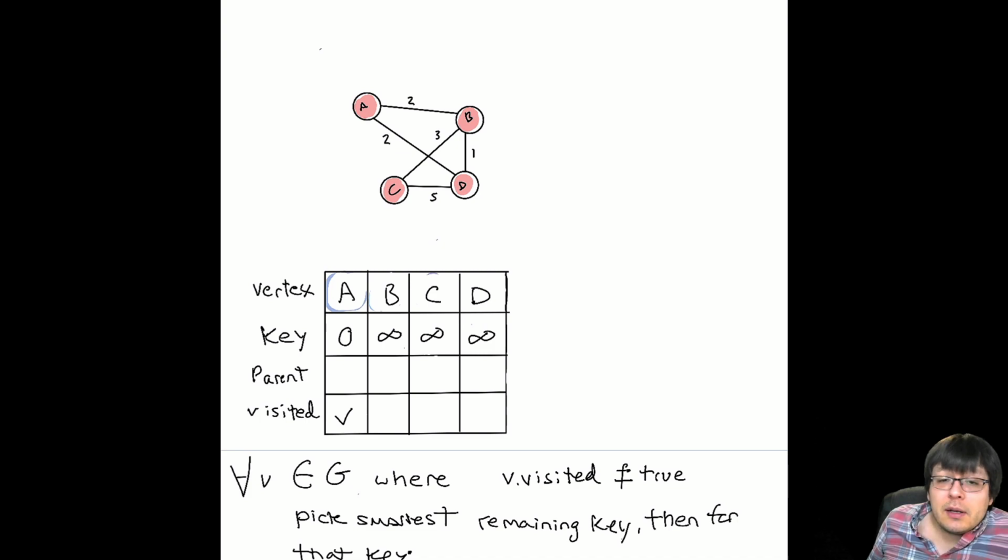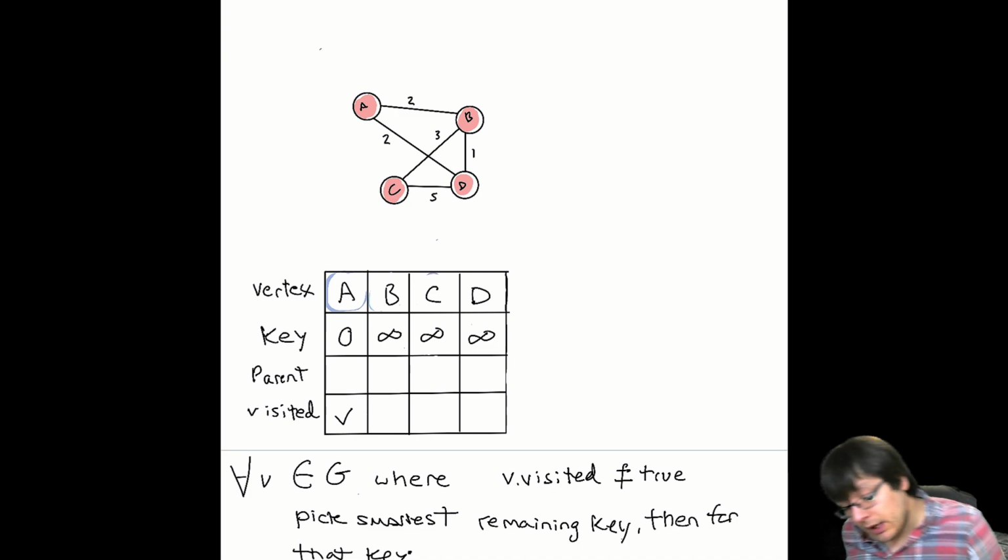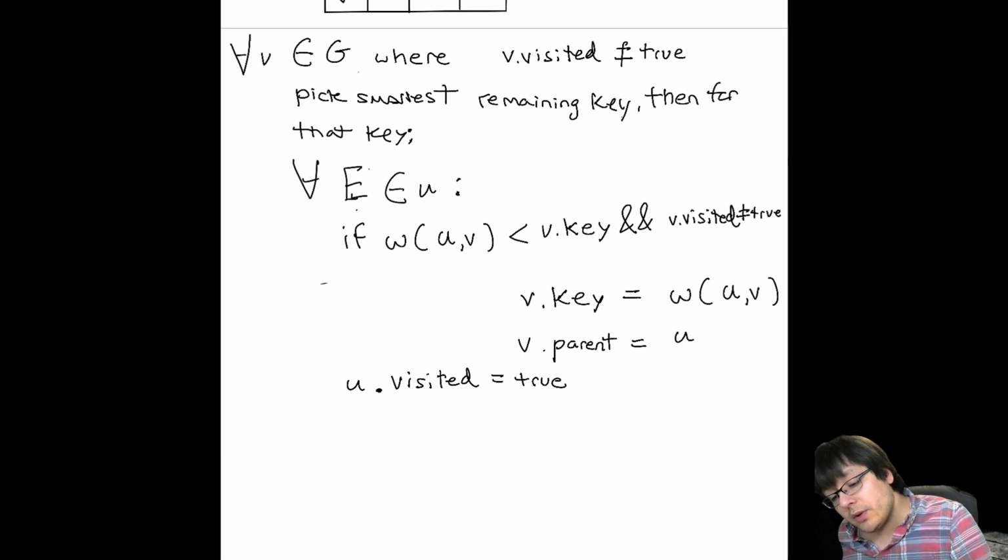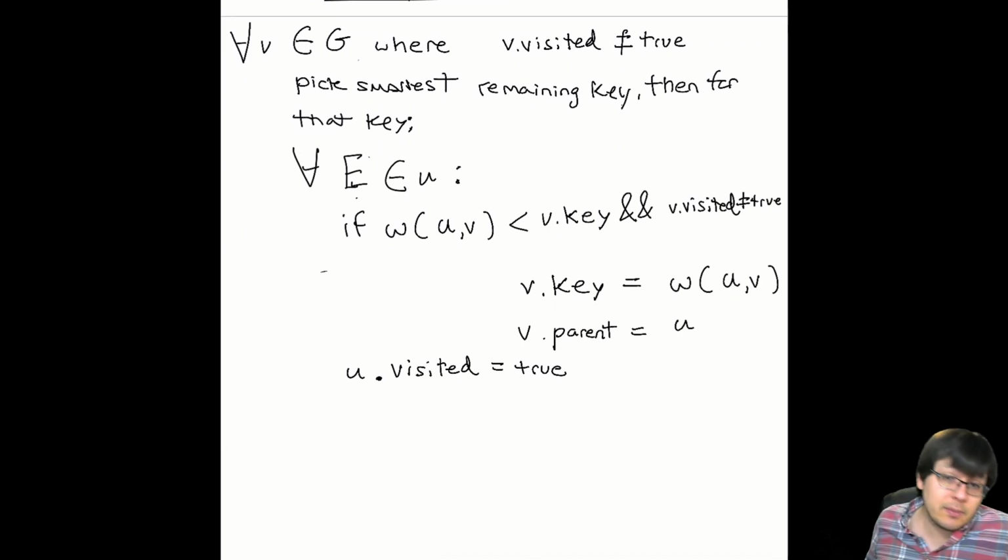The parent row there is going to be, every time we update the key, we're going to want to save where that came from. And that's going to be useful when we're finished to actually draw the final minimum spanning tree. And so the algorithm is quite trivial actually for such a complicated problem. And this is it right here.